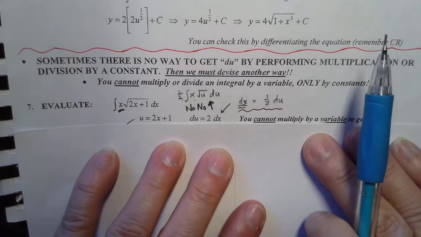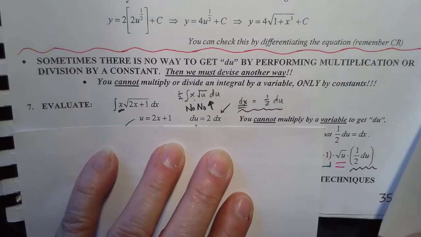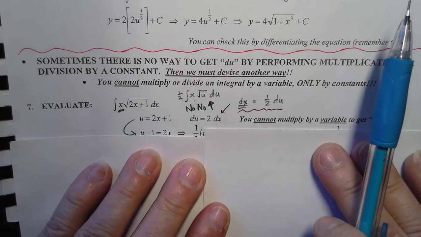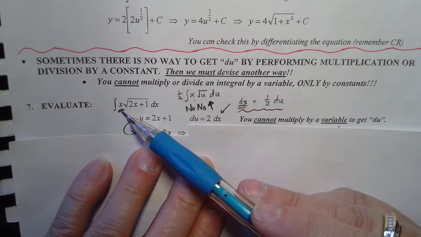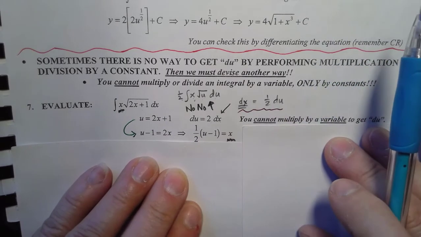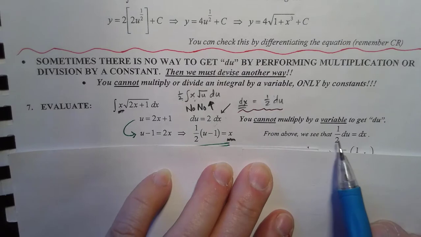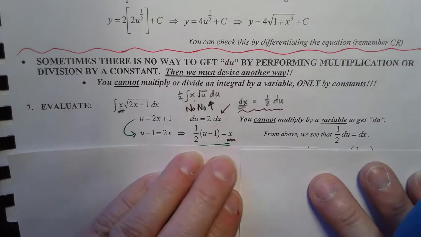All right. So we can't multiply by a variable. We can't just multiply or divide by the x. We can't do that. What can we do? Well, you will notice I need to do a substitution for that x. So I'm going to take my u and solve it for x. You can see from above that we have 1/2 du is our dx.